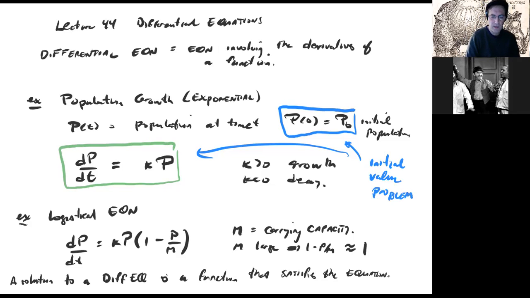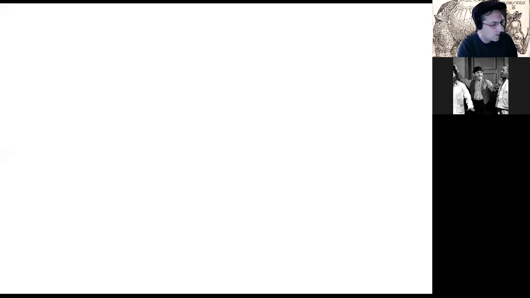Okay, so by the way, exponential decay is the case k is less than 0, and this equation models things like half-life of radioactive isotopes. Okay, so let's take an example.